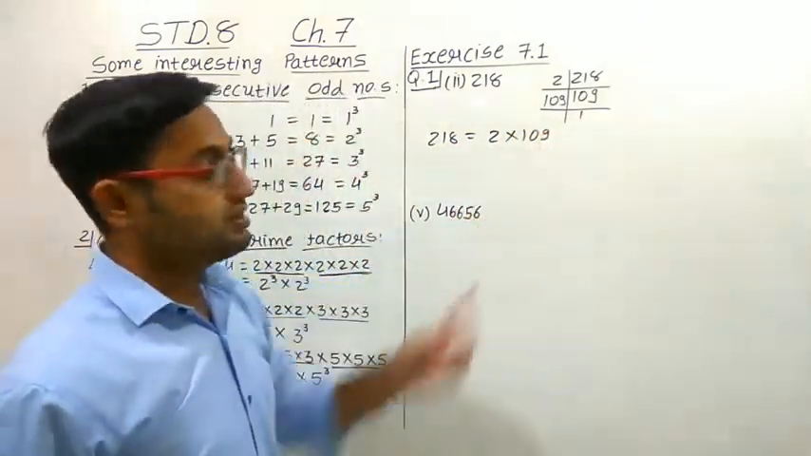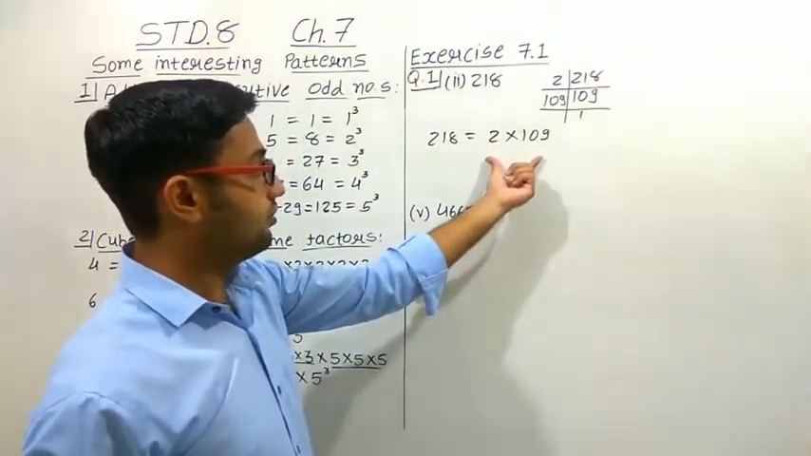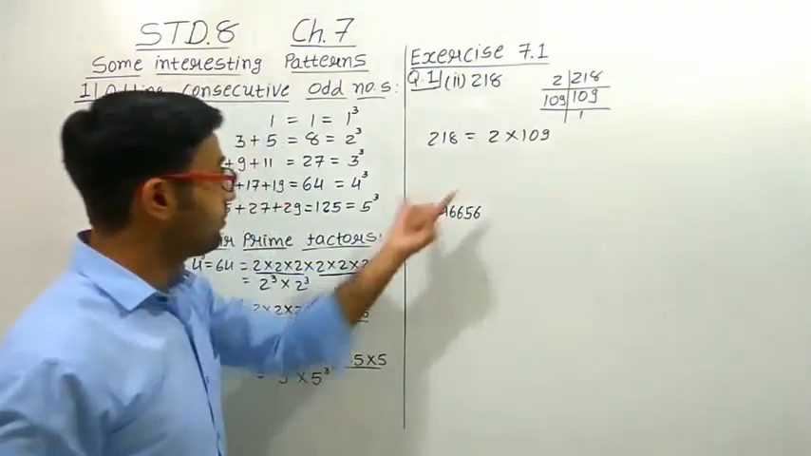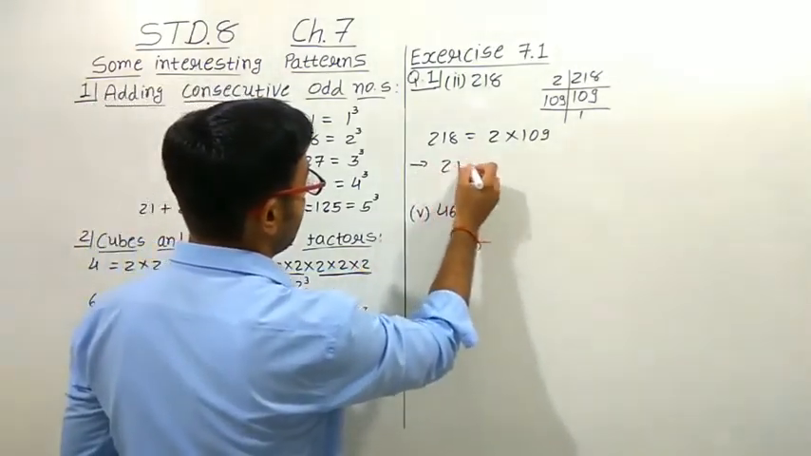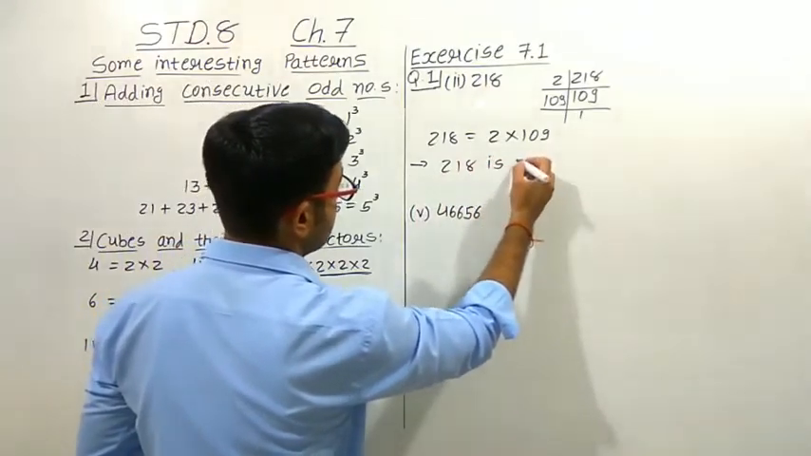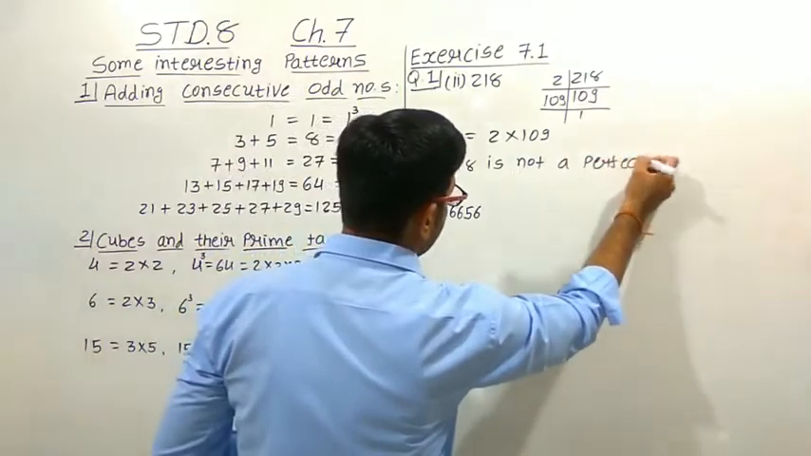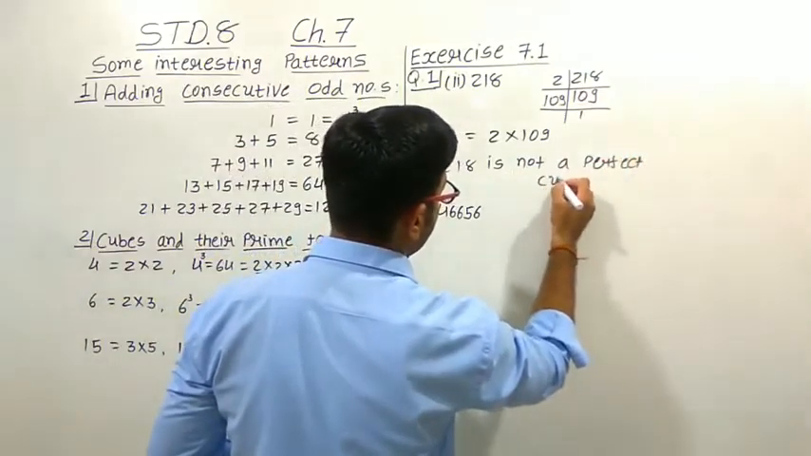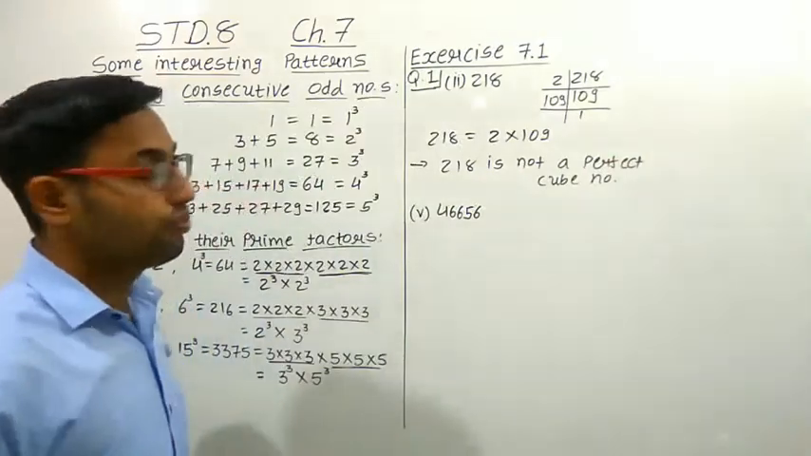And these two numbers here are not making a group of three same numbers. So we can say that the 218 is not a perfect cube number, right? This is not a perfect cube number.